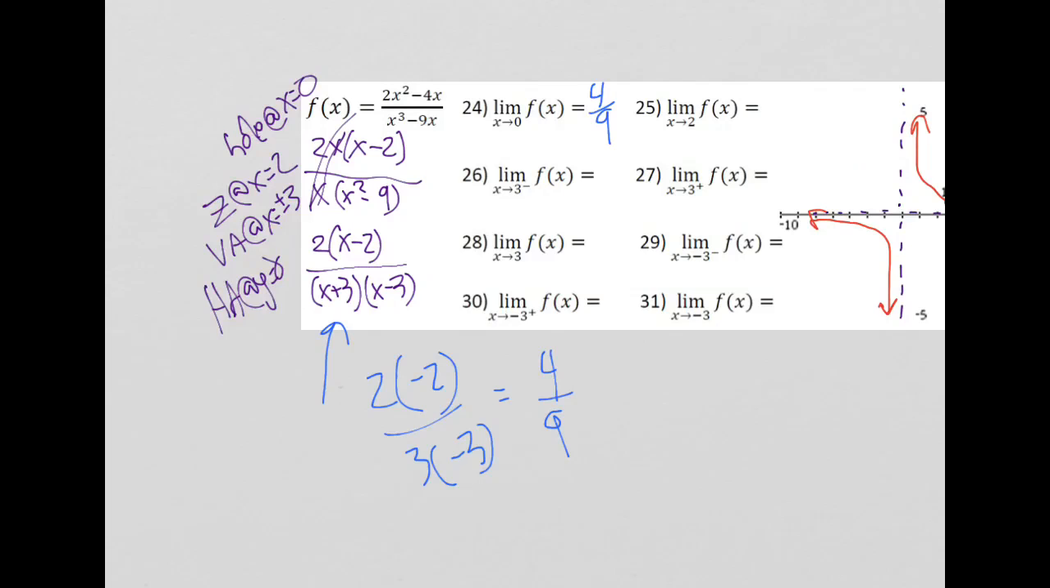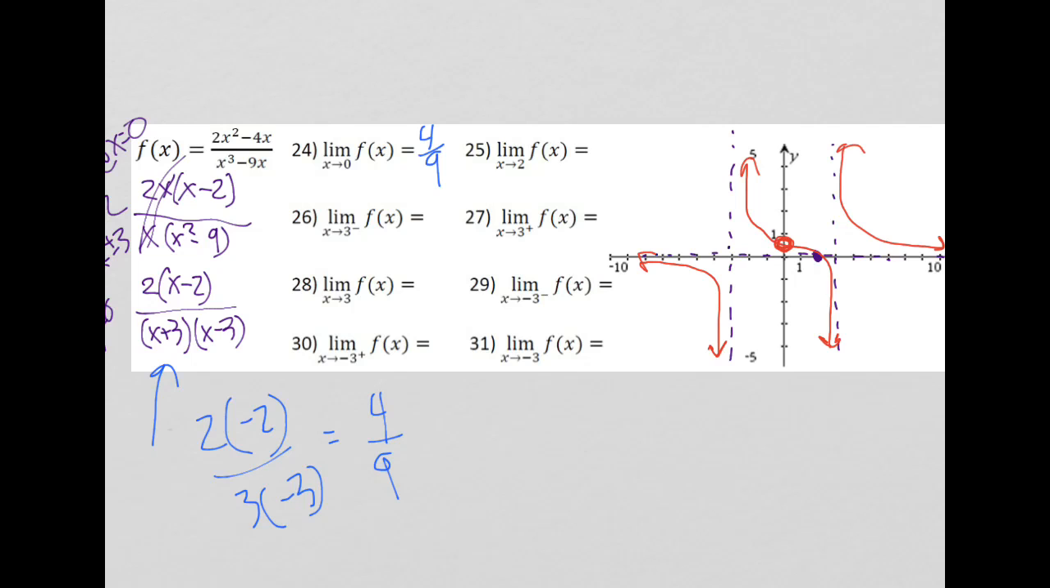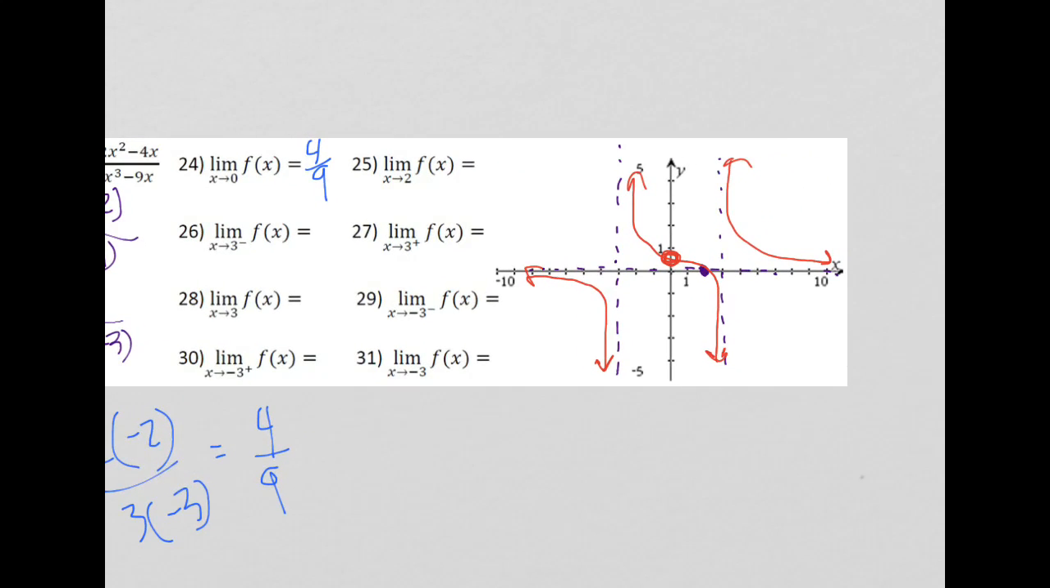For the second number, as x goes to 2, we know that the function is heading to that 0 right there, so the limit there is going to be 0. As x goes to 3 from the left, I'm going down to negative infinity. There you go. As x goes to 3 from the right, I'm going up towards positive infinity. As x goes to 3, since my tails disagree, the limit does not exist there.